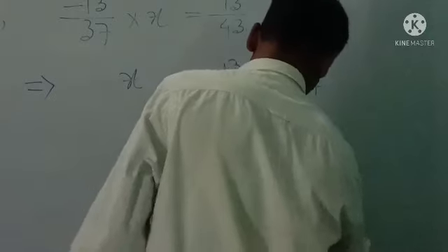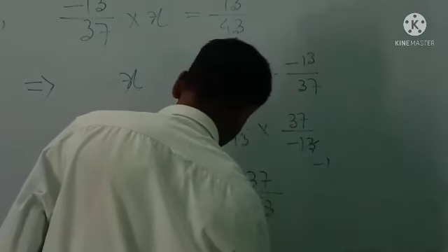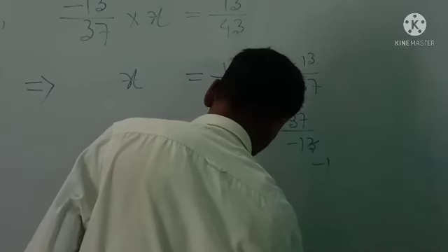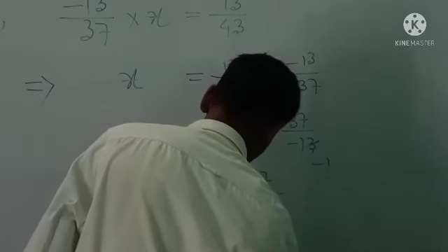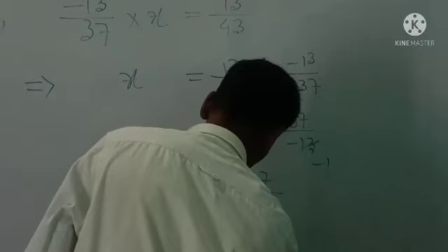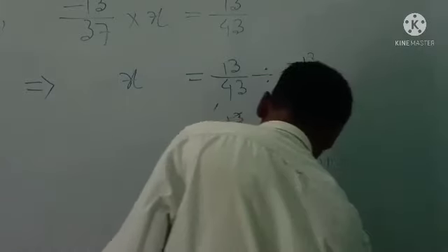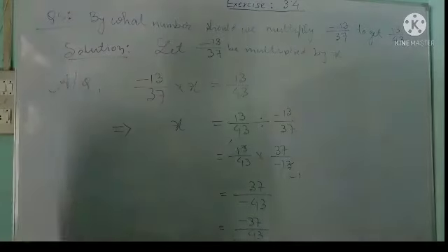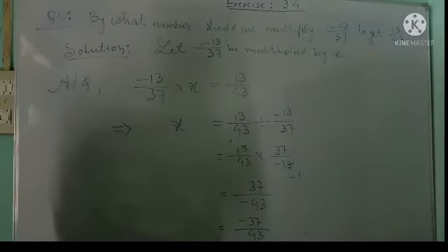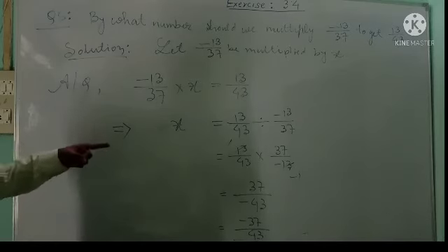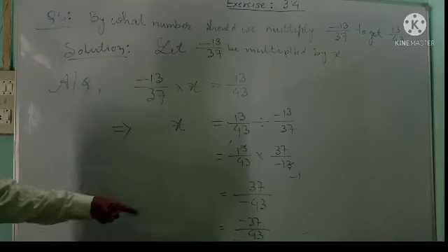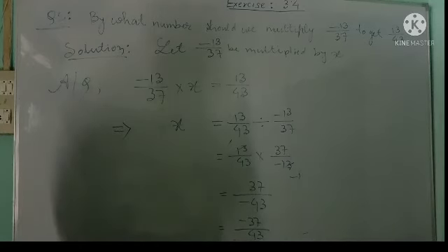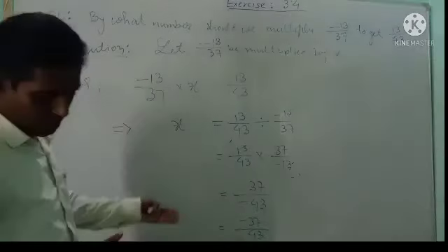We don't write the negative sign in the denominator place, so we'll write minus 37 by 43. This is our solution. Question number 5: by what number should you multiply minus 13 by 37? So the answer will be: minus 13 by 37 should be multiplied by minus 37 by 43. Okay.